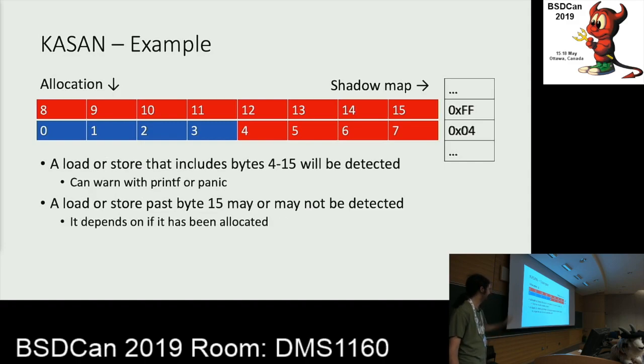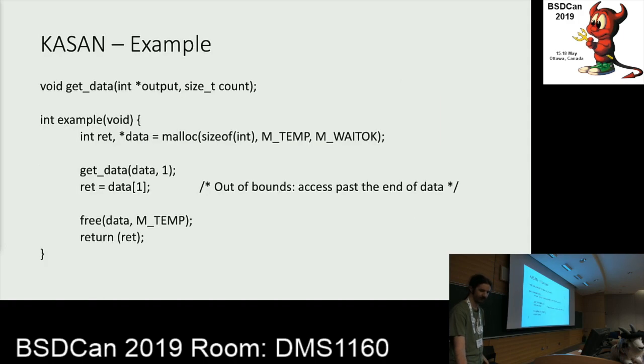So that means we can load a store to 0 through 3 is fine, and 4 through 15 will be detected. Anything past 15 I couldn't say because that's outside of this allocation. It could be the allocator may have put something there, it may be the end of the page, and so it's okay. We don't know. And so now we accidentally read from data 1 and everything should, and we'll get back. Or 20F, depending on exactly your implementation.